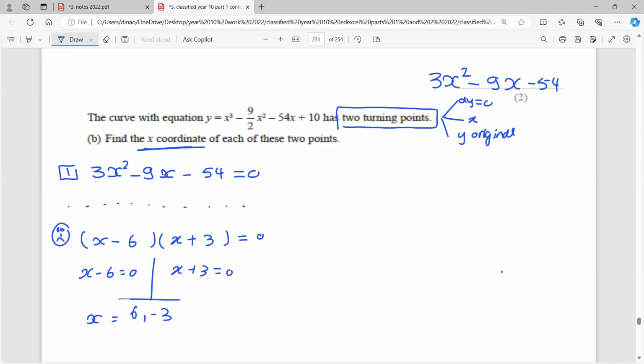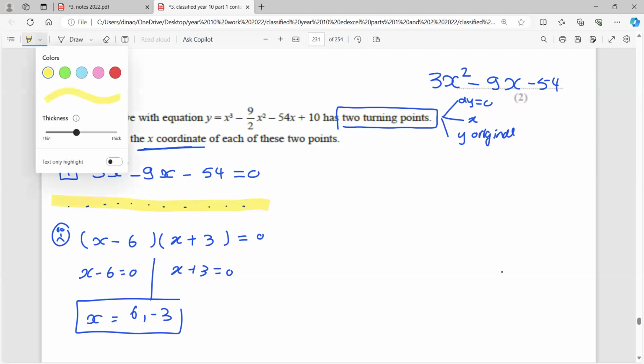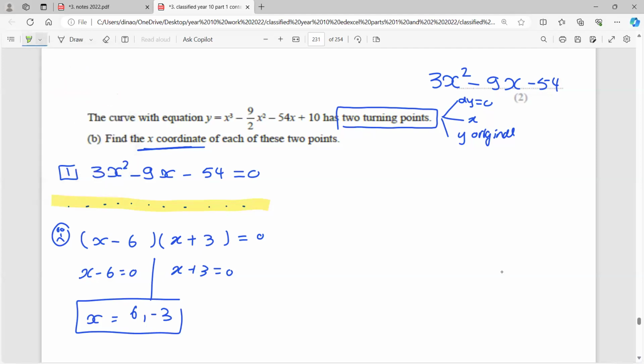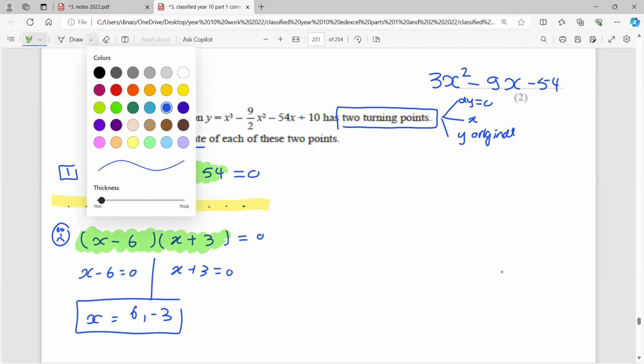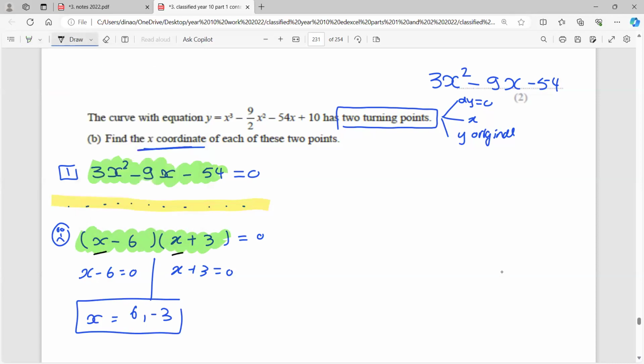Now, why did I leave this part empty? I left this part empty because I'm an O-level student. I understand that if I multiply my factorization, I should get this expression or this equation over here. But if you look, x times x is x power 2, but here it is 3x power 2.